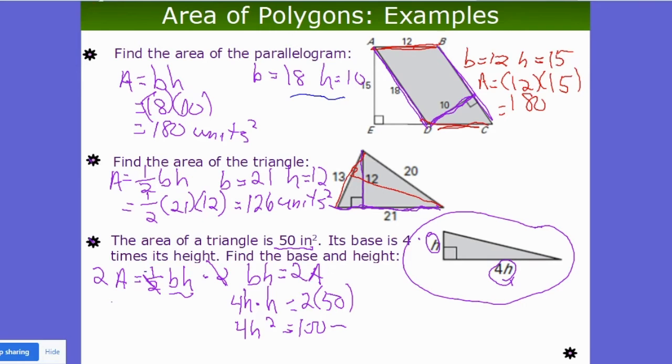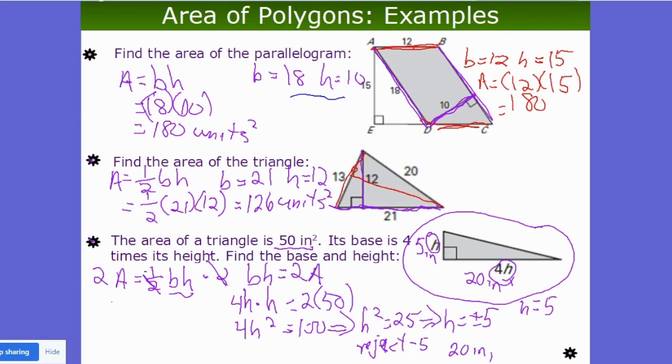Divide by 4, h squared will be 25, which means h is plus or minus 5. I'm going to reject the negative 5 because I can't have a negative side length, so my h will be 5. And it says to find the base and the height. So this one is 5, right? And these are 5 inches. So this will be 4 times 5, or 20 inches. In this case, the base is 20 inches and the height is 5 inches.